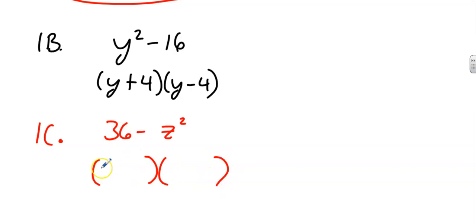Well, since the 36 was first, we'll put 6 and 6 first. Since the z was last, we'll put the z last. And then you put a plus or minus.